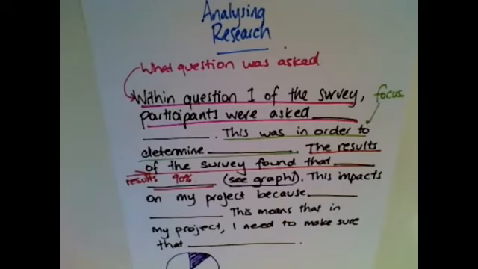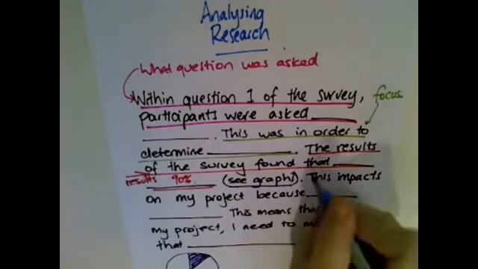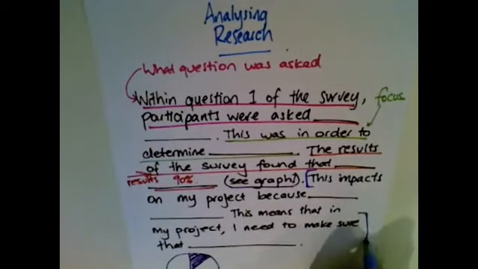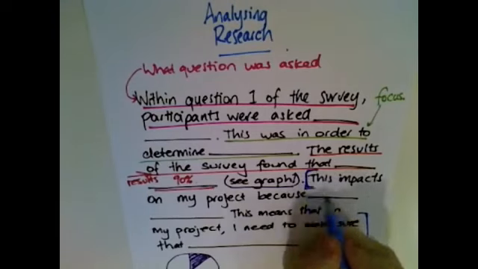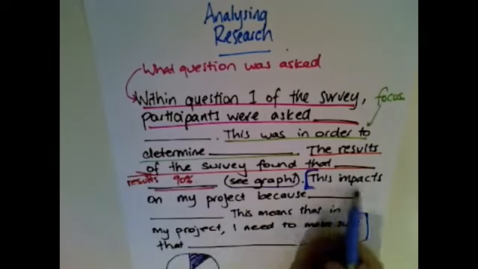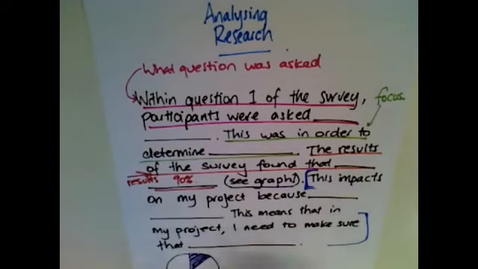Now, the number one most important thing that people need to do in their research that rarely gets done is to show your impact on the project. So this whole section here, and you'll notice that this is the largest component of the research analysis, is to say this impacts on my project because, now say for example you might have found out that 90% of people use Firefox and 10% use Internet Explorer. That's important because it means that you need to make sure that your website works in Firefox.